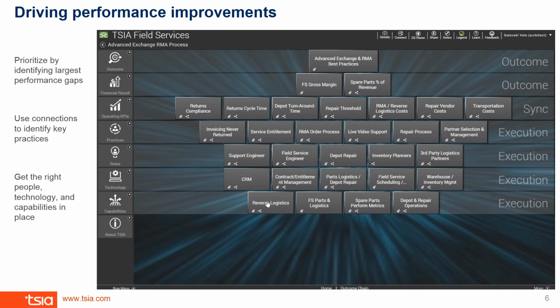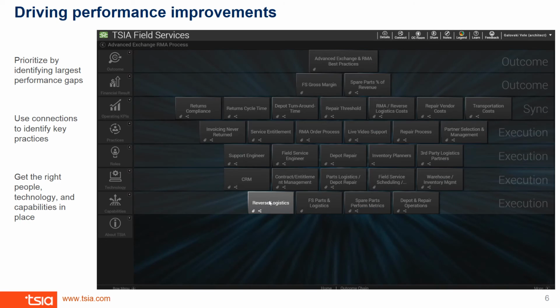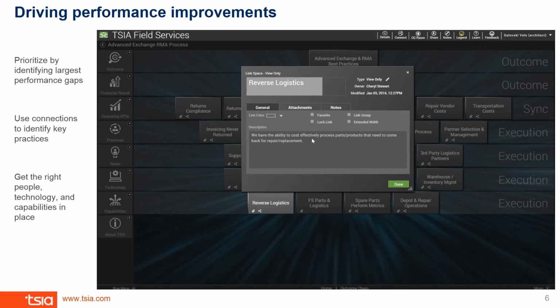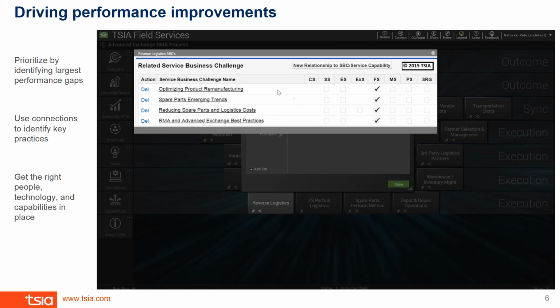Lastly, let's take a look at the reverse logistics capability. And if you have the ability to cost effectively process parts, products that need to come back for repair and replacement, when you look at the attachments, you can see by implementing this particular service capability within your organization, it's highly leverageable and it has a positive influence on a number of other service business challenges.